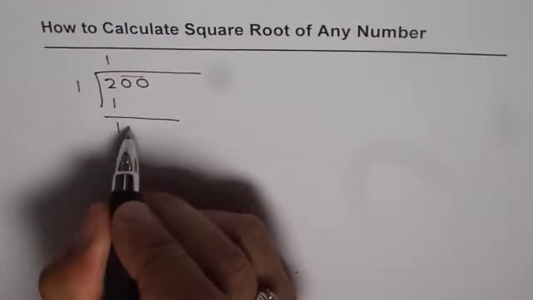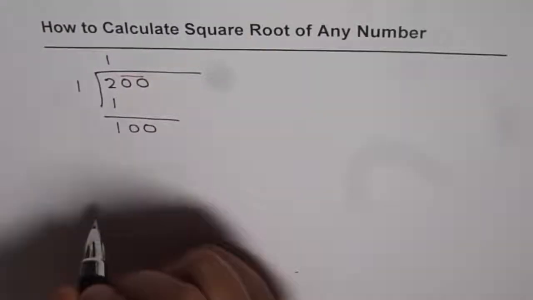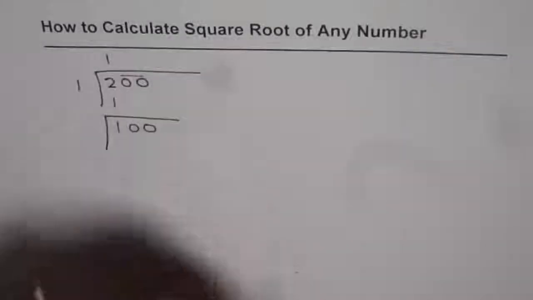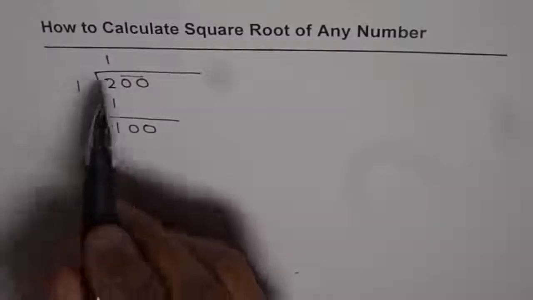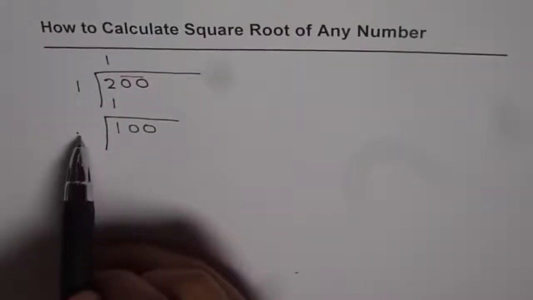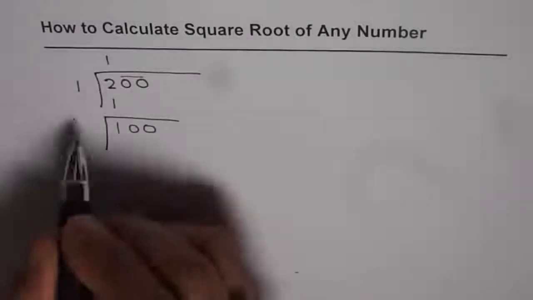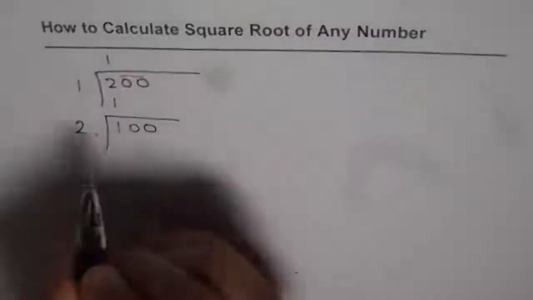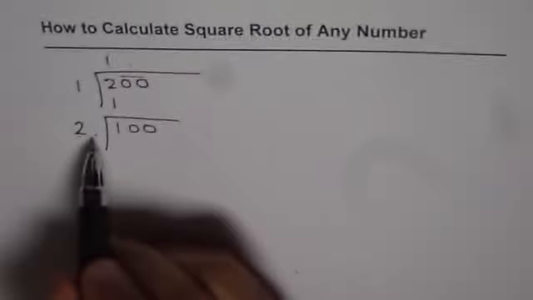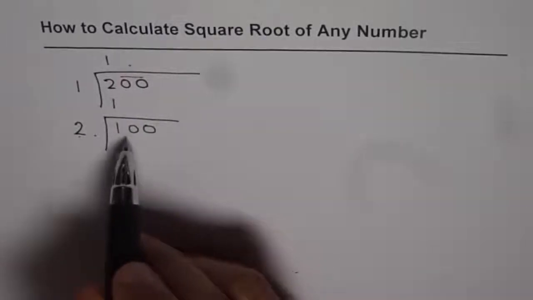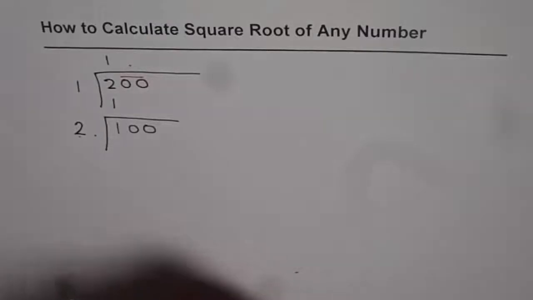Now bring down both the numbers together. So we get 100 here. It's kind of a different way of dividing. Now we have to again divide, and this time we write the number which is twice the quotient over there. 2 times 1 is 2, so we write 2 here. Now we have to fill in another number which can be multiplied by itself to get closer to 100.